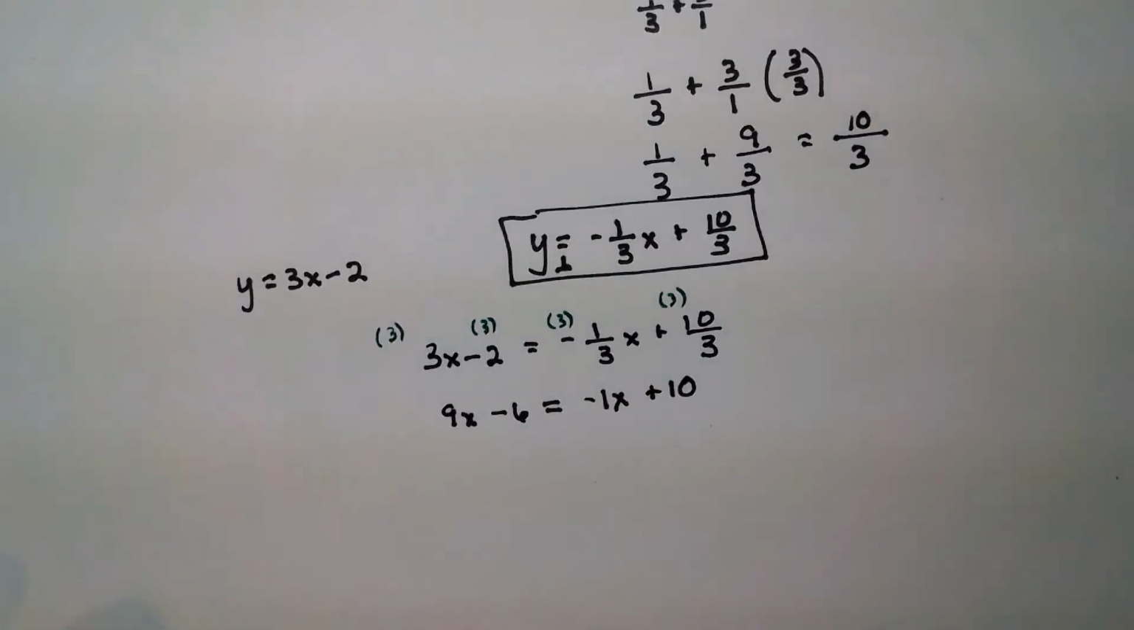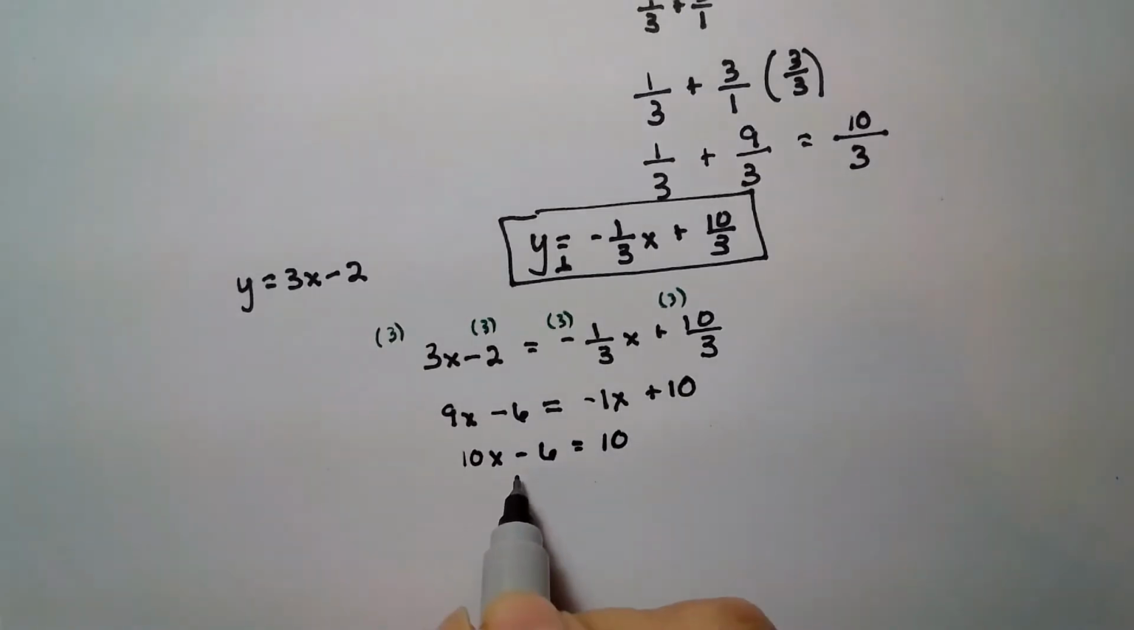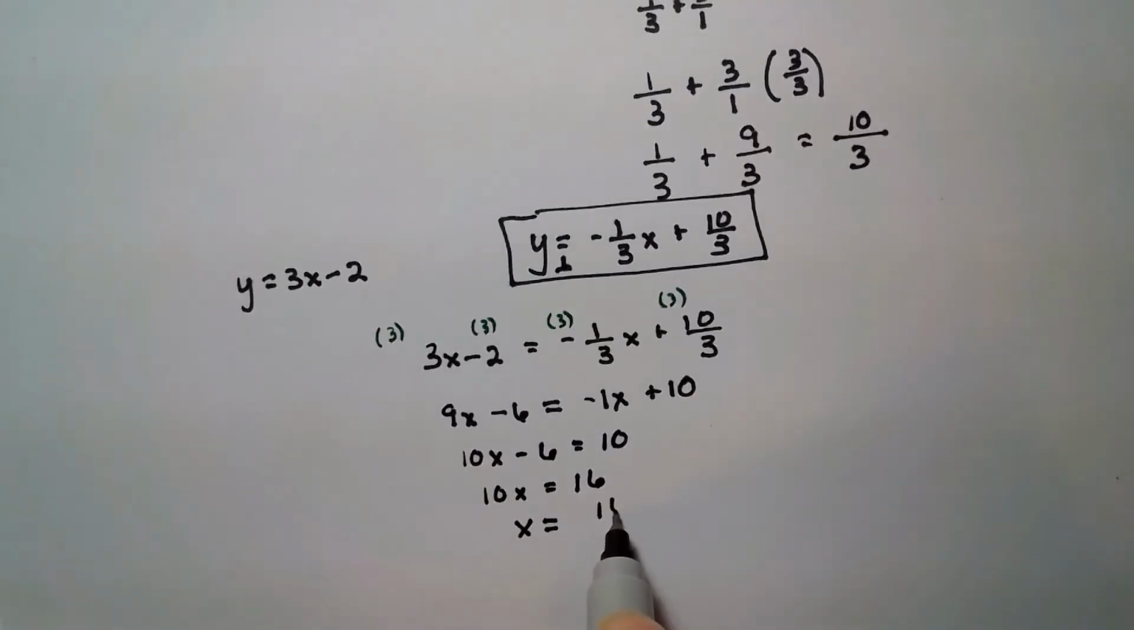Okay, so now the fractions are gone. Now I can collect like terms. If I add 1 to both sides, I'm going to have 10x minus 6 is equal to 10. If I add 6 to both sides, 10x is equal to 16. So x is equal to 16 tenths, and I want to reduce that. 2 goes into 16 8 times, and 2 goes into 10 5 times. So x is 8 fifths.